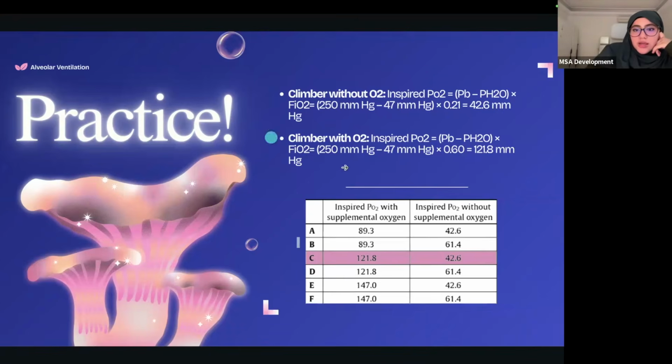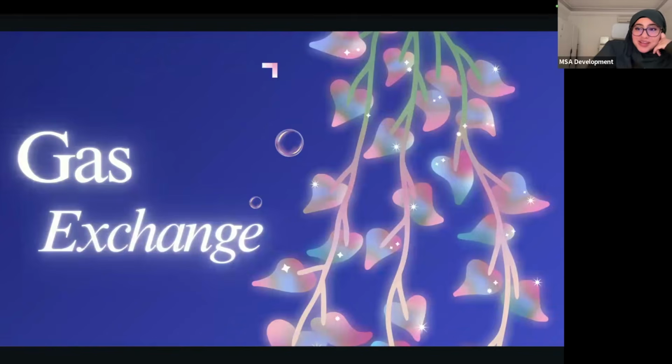So this climber that had O2 was smart because now look at him. He has an inspired partial pressure of oxygen like triple the amount of the one that doesn't have. And at the summit of Mount Everest, the fraction of oxygen is still the same. It's 21%. And so it's not really helping his situation that he has no help of oxygen in the air. Anyways, okay, now we're going to talk about exchange.